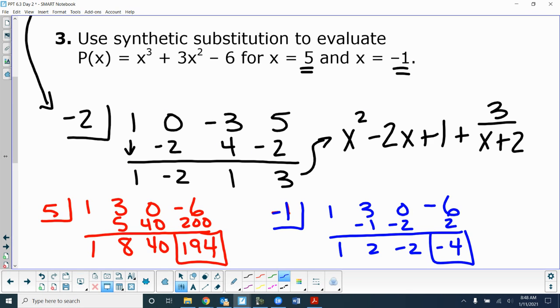Okay? So long division and synthetic division for that section, and synthetic substitution. Pretty easy stuff, I think. But I think everything's easy, right?